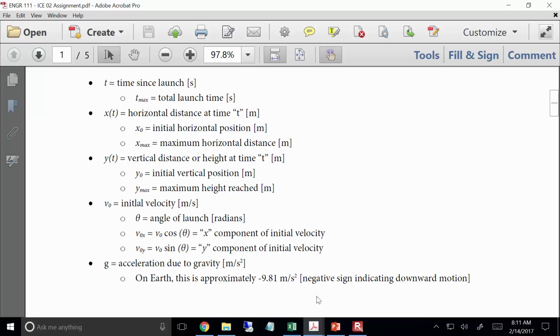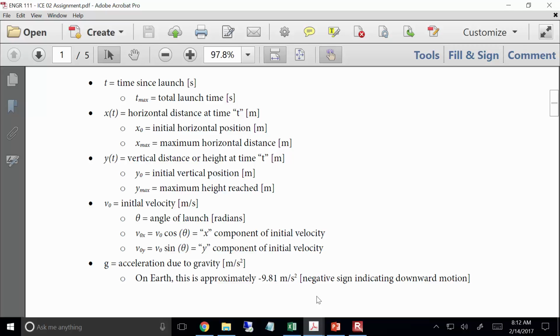And then I've got the x position and the y position. x of t and y of t are its horizontal and vertical position as it's moving through the air. x sub naught and y sub naught are the initial positions, and x sub max and y sub max are the maximum positions on each end. One thing you'll notice about this assignment is everything's pretty kind in terms of units. We're not getting nuts on unit conversions. Everything's in meters, seconds, or meters per second squared, so you don't need to worry about unit conversions. It's just plug and chug, so that'll make this a little easier.